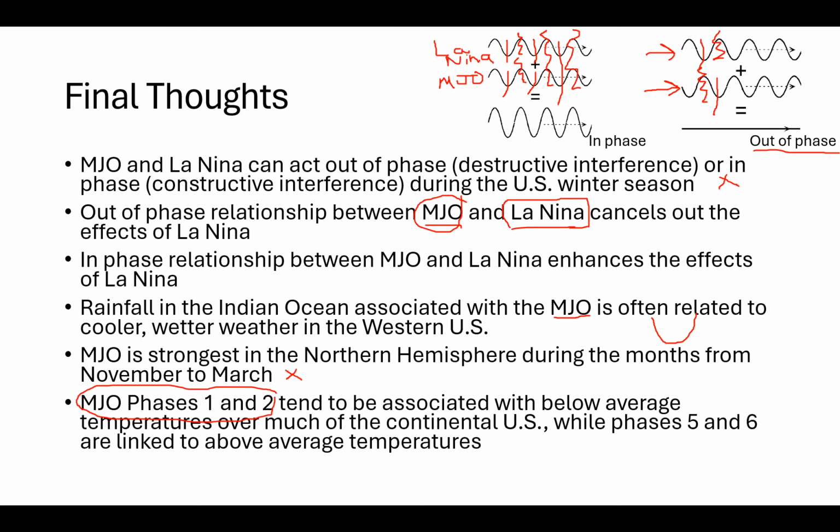And then compare it to MJO phases 5 and 6 in the wintertime and look at the temperature anomalies across the United States. It's completely a different story.